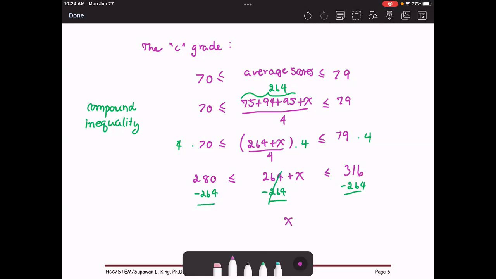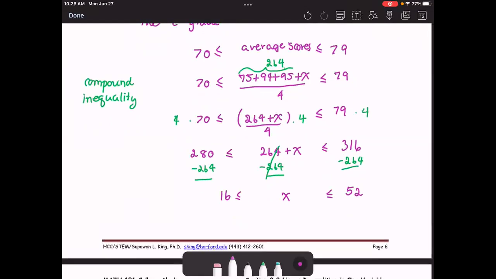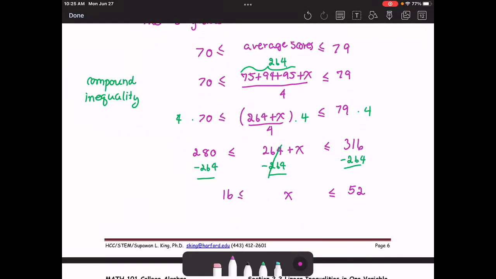Then we get x in the middle as the fourth score. The left number becomes 16. The right number becomes 52. So the range of the score on the fourth test of Lisa is going to be between 16 and 52 inclusive.